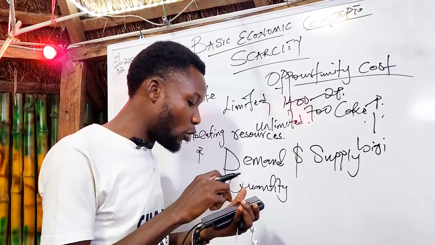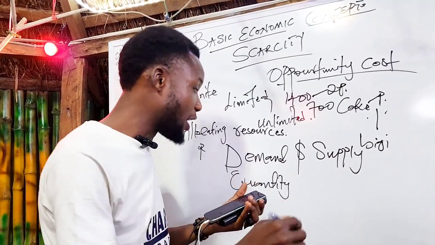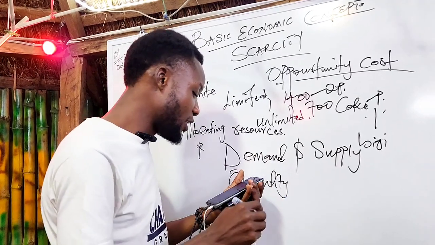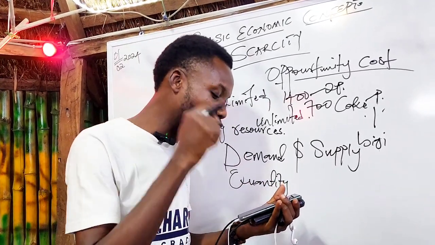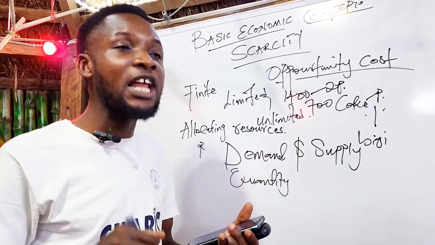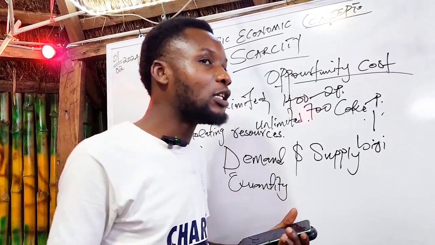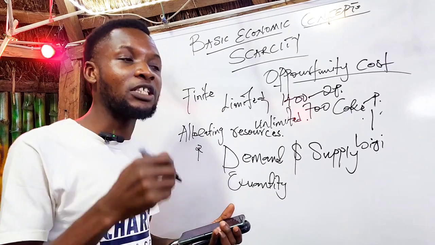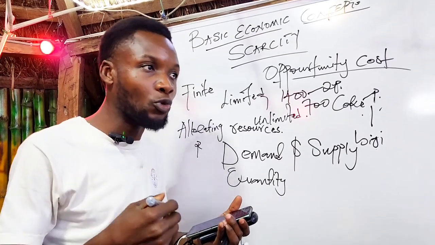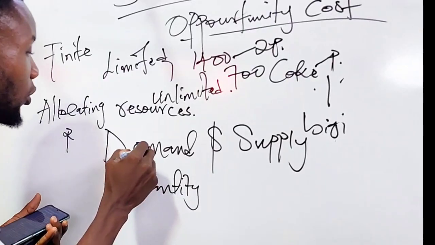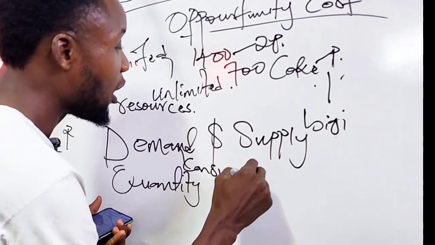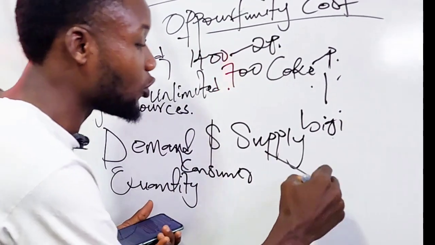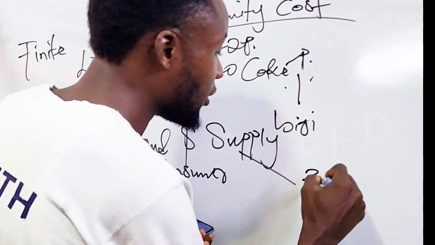All right, quickly we want to talk about the concept of supply. Supply, by definition, is the quantity of goods and services that a producer is willing and able to offer. This is demand, which talks about the consumer, while supply talks about the producer.